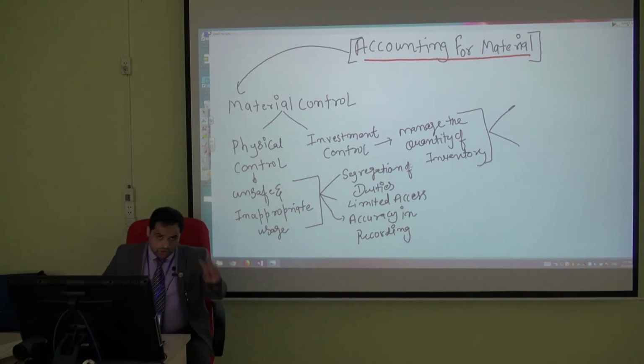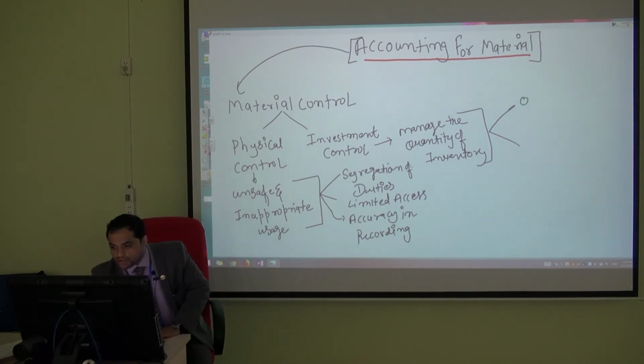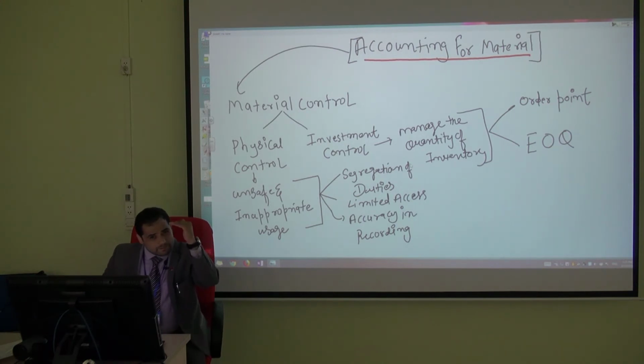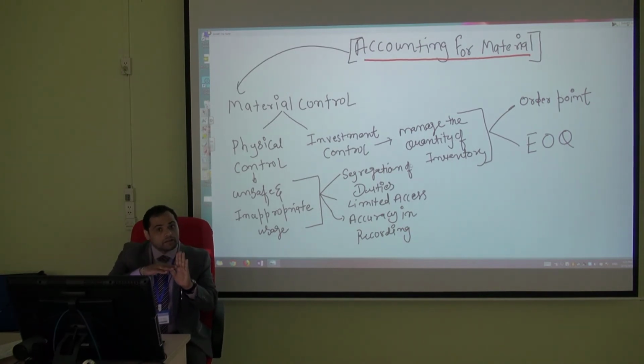So with the help of two things we can do that. The first one is order point. Okay. And another one is EOQ. Order point and EOQ. What does it mean, order point? Order point means when our inventory reaches a specific level or specific point, then we should order the raw material. Right? That's the meaning of order point. We should not order inventory if it hasn't reached that specific point.